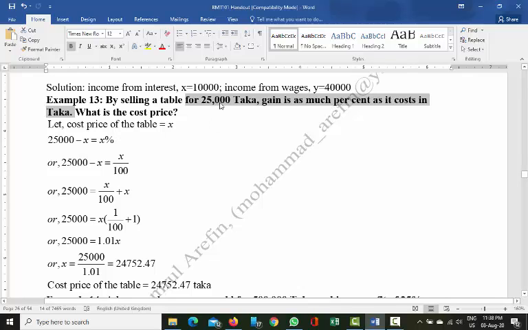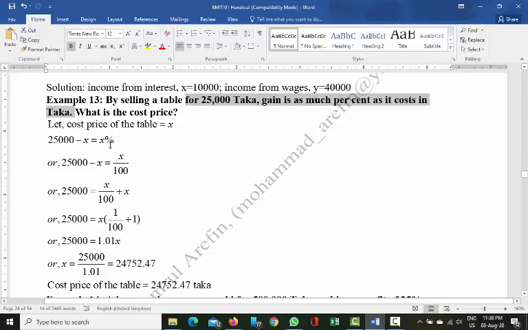So if the cost is x taka, and you sell the table at 25,000 taka, the profit is 25,000 minus x. So this is the profit, 25,000 minus x, which is equal to as much percentage as it cost. That means it is equal to x percent.